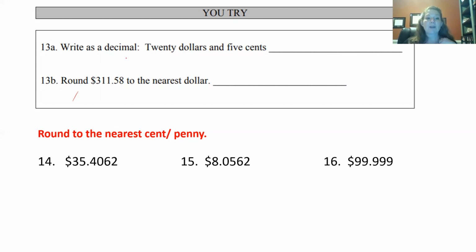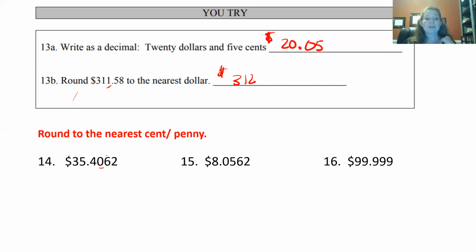So 13A, write as a decimal $20.05. $20.05. 13B, round $311.58 to the nearest dollar. Well, would that be $311 or $312? Well, the 5 makes me turn my 1 into a 2. So that's about $312. The nearest penny, the hundredths place, is always the penny.